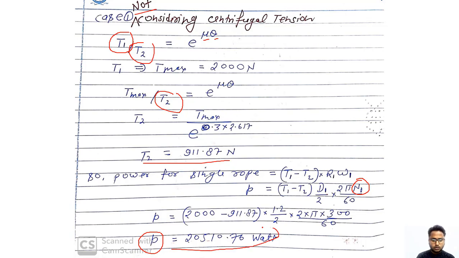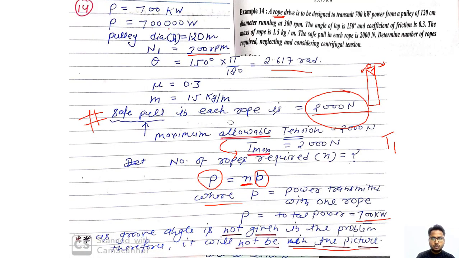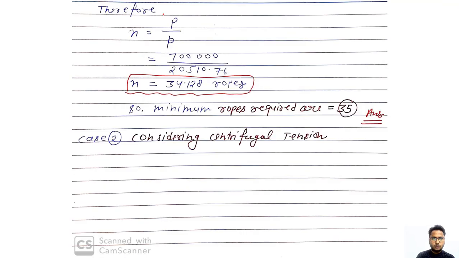The power developed or transmitted by the single rope is 20,510.76 watt, but the required total power is 700,000 watt. So how many ropes are required? That is capital P upon small p, because capital P equals n into p, so small n equals capital P upon p. The value is 34.128 ropes. So 34 ropes are required, plus 0.128 of a rope. This type of rope count is not a valid value.